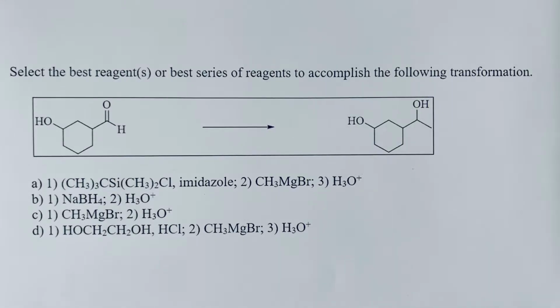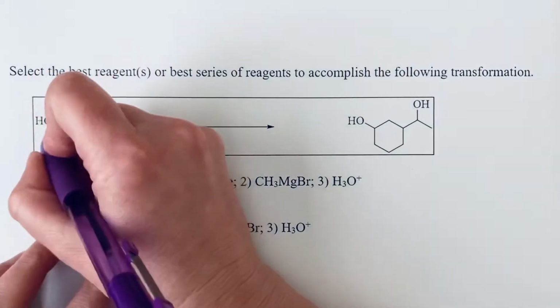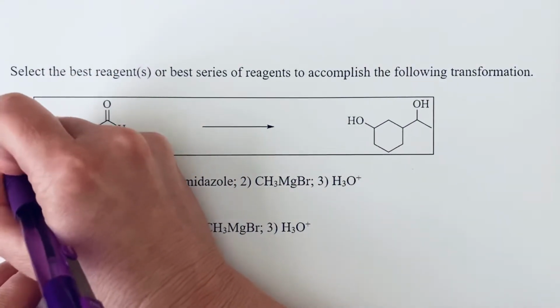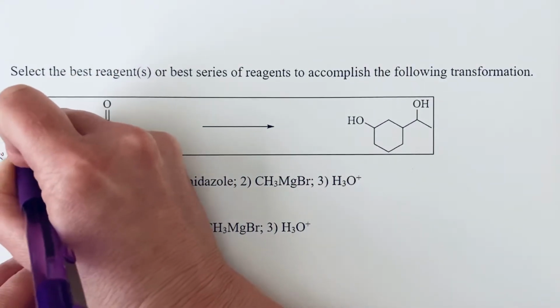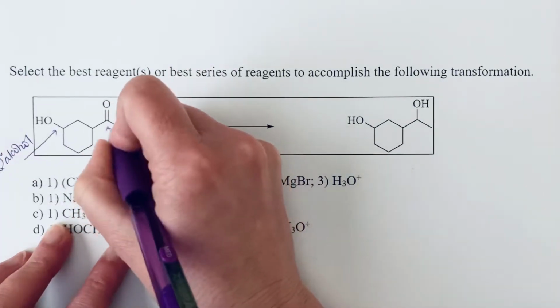Select the best reagent or series of reagents to accomplish the following transformation. So we want to take a look at our starting material and our product to see what has changed. So we can see a secondary alcohol here and an aldehyde.